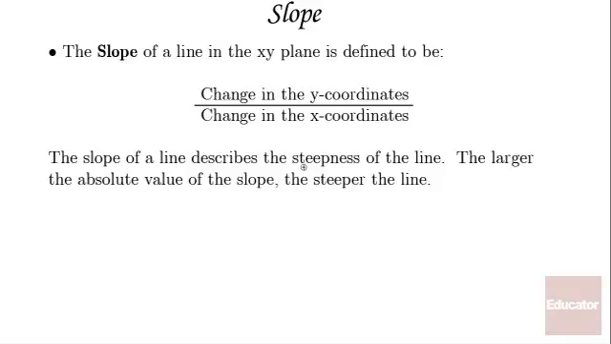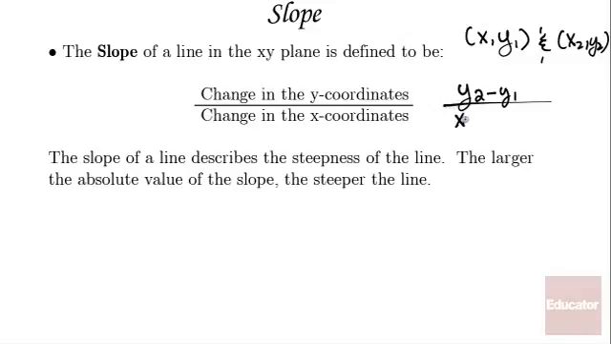The slope of a line in the xy plane is defined to be the change in the y coordinates over the change in the x coordinates. And if I have two pairs of coordinates, the first coordinate pair, x1, y1, and the second pair, x2, y2, then I can look at this slope formula as y2 minus y1 over x2 minus x1, where x1, y1, and x2 and y2 are members of those coordinate pairs.